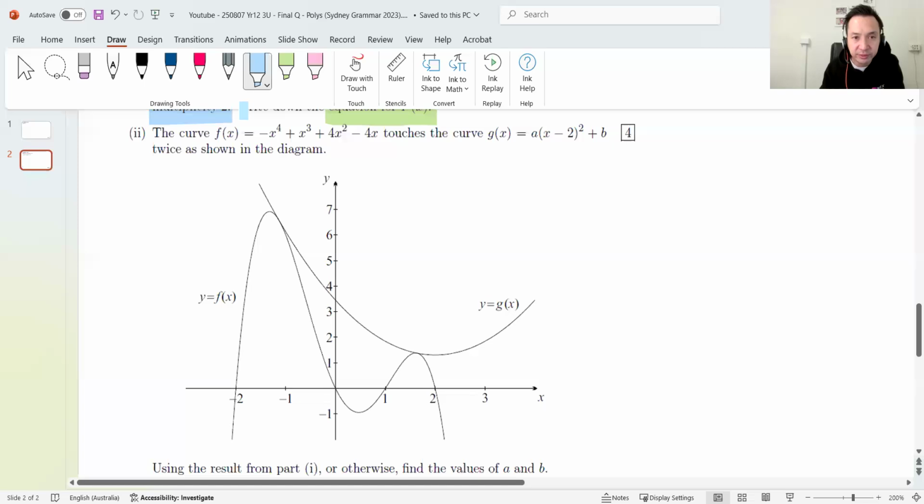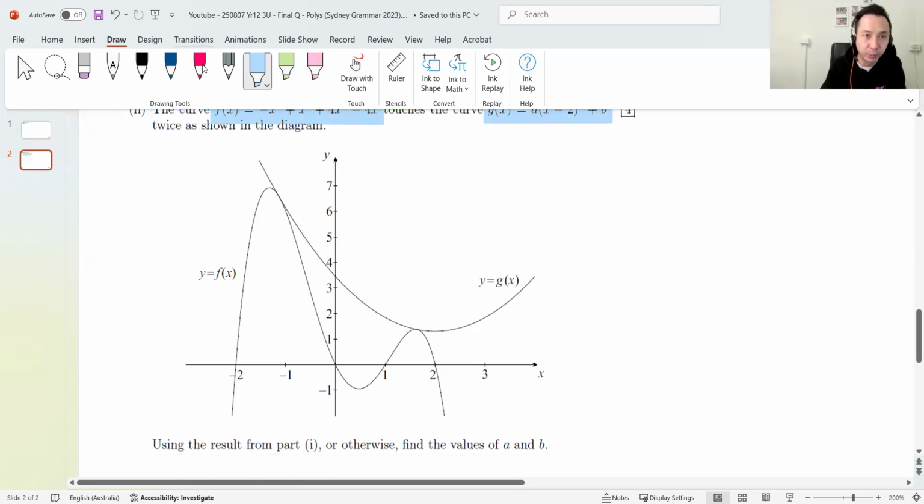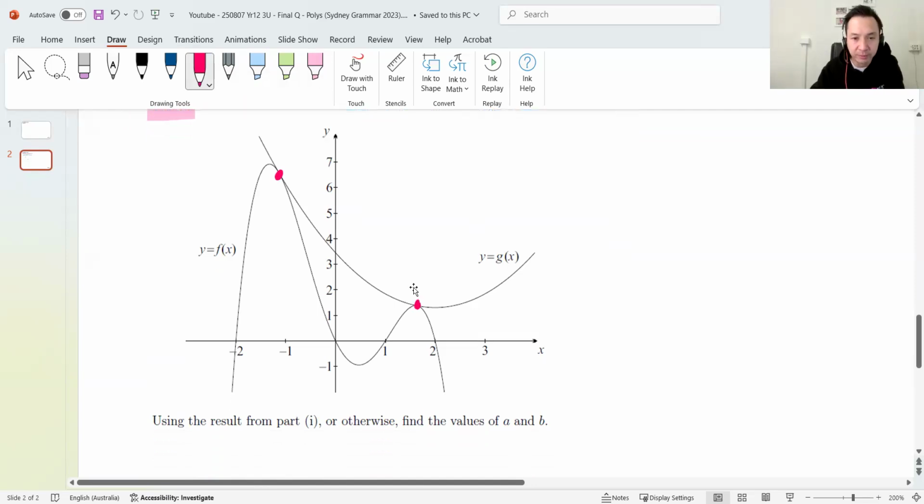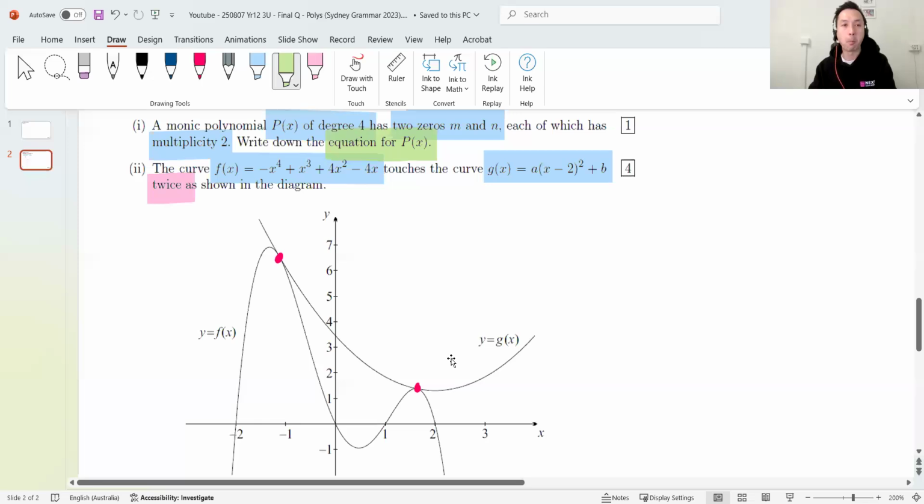The curve, that negative quartic graph, I'm just going to highlight that. And the curve, there's two curves shown. They touch each other twice. Well, that's important, right? So they cut each other twice there and there. Using the result from 1, find the values of A and B. Feels like I'm going to solve simultaneously of some sort, right? All right, let's do this.